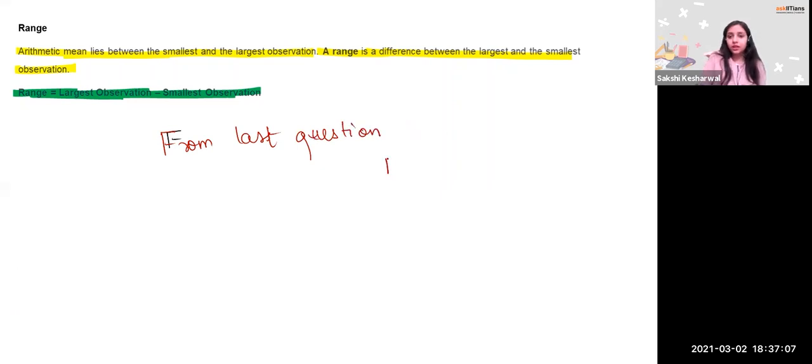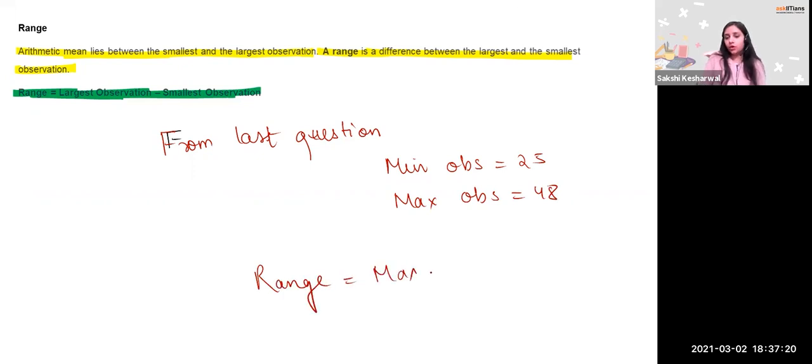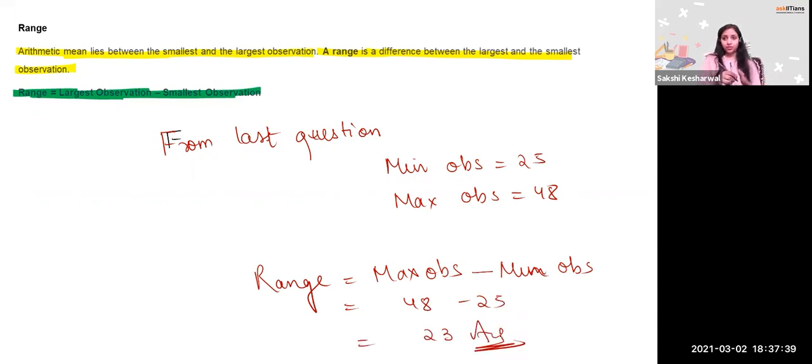you see that the minimum observation was 25 and the maximum observation is 48. So your range is going to be the maximum observation, I'm writing observation as OBS for short, since observation is a very big term, minus the minimum observation, which is 48 minus 25, which equals 23. That is your answer. This is the range. So between the minimum and the maximum, the difference is just 23, right?